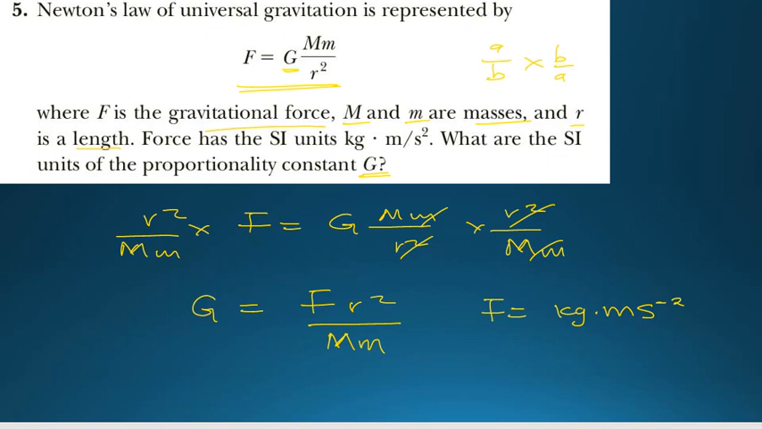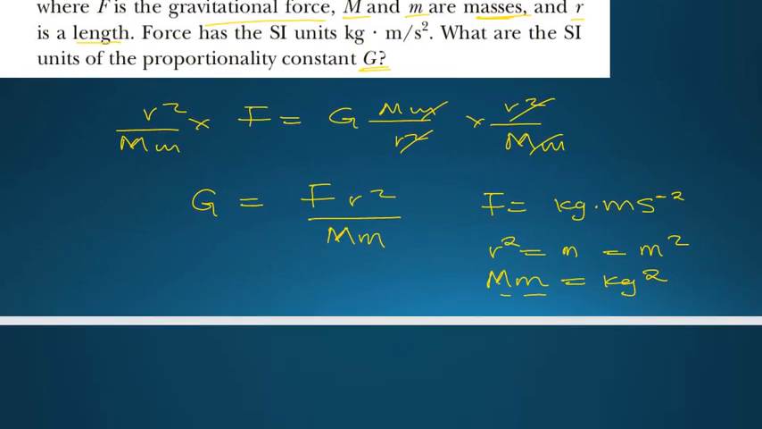What about r? I've been told that it is length, and length is measured in meters. So r squared is going to be meters squared. What about M times m? We know that both are masses, and mass is measured in kg. So it is kg times kg, and we are going to have kg squared. Let's go ahead and replace in the formula which you have been given, and see how simple we can make the question.